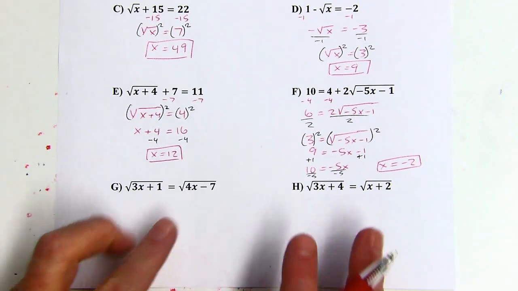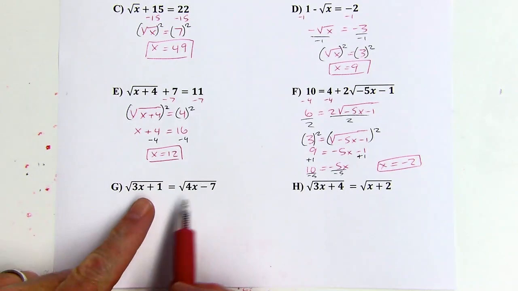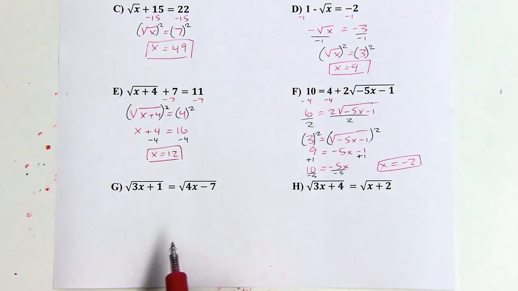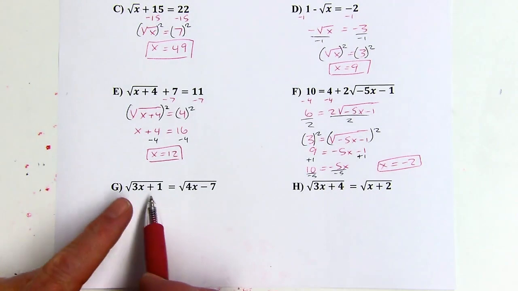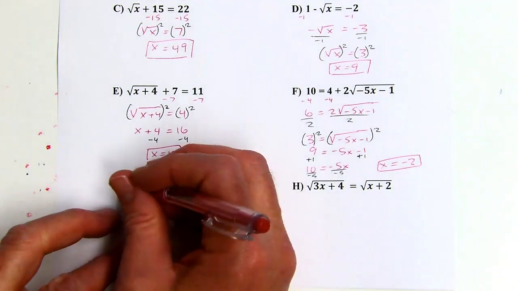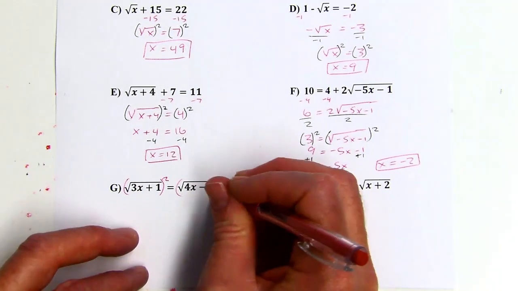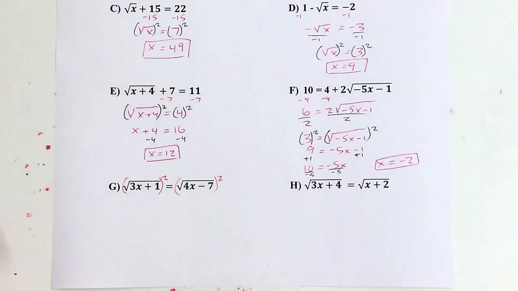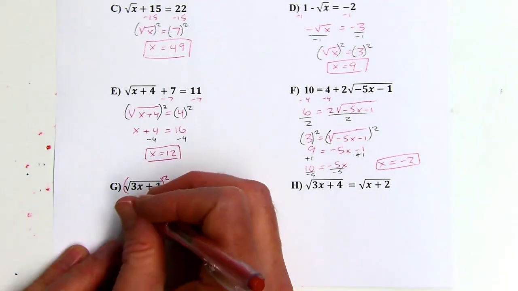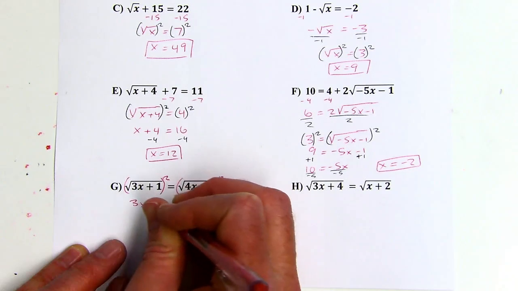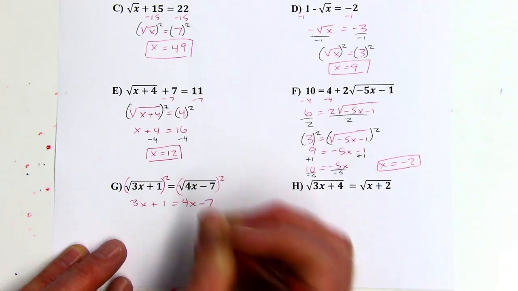Next up, now we have 2 radicals. So these radicals are already isolated, so that's nice. So let's say I wanted to get rid of the radical on the left side of the equation. Well, I'd square, then I have to square the whole equation, which is pretty nice because it gets rid of both radicals in one fell swoop. So then 3x plus 1 is going to equal 4x minus 7.